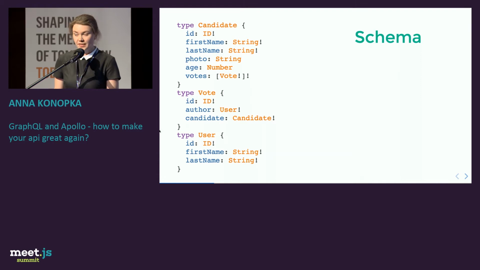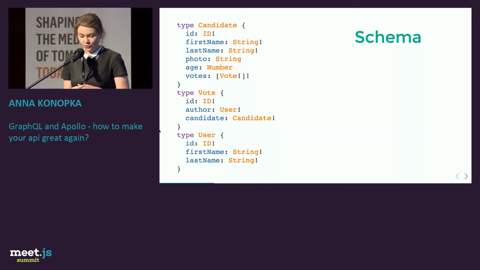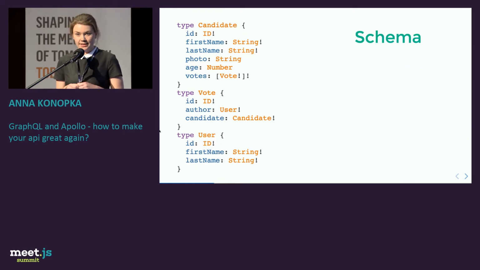So let's start with Schema, because Schema is the main building block of each GraphQL-defined API. And as we can see, this is the place where all those real live entities live. So we have a candidate and a vote here. This is also a place where you define how the front-end can query the back-end and how it can mutate the data.